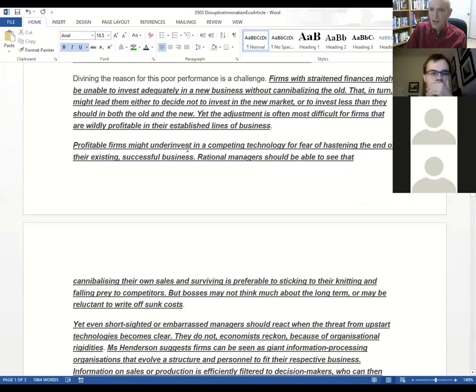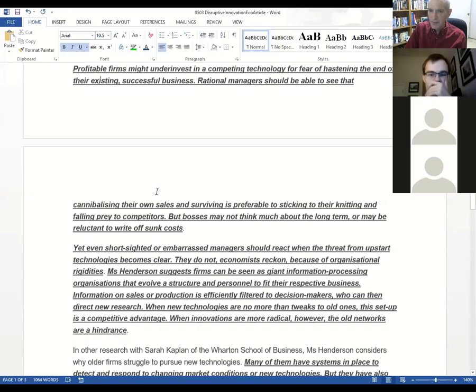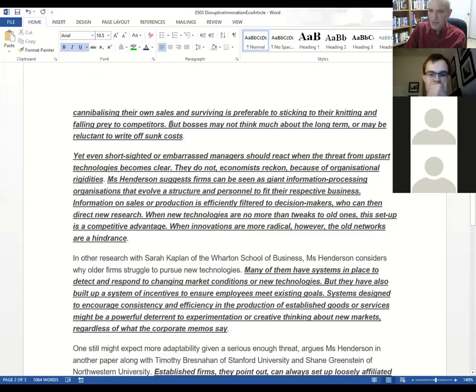Profitable firms underinvest in competing technology for fear of hastening the end of that profitability. So that cannibalization is a big issue. Bosses may not be thinking as long-term as they should be because they've got to meet next quarter's numbers, and they'll let a new competitor go for a while, and then by the time they react, it's too late.